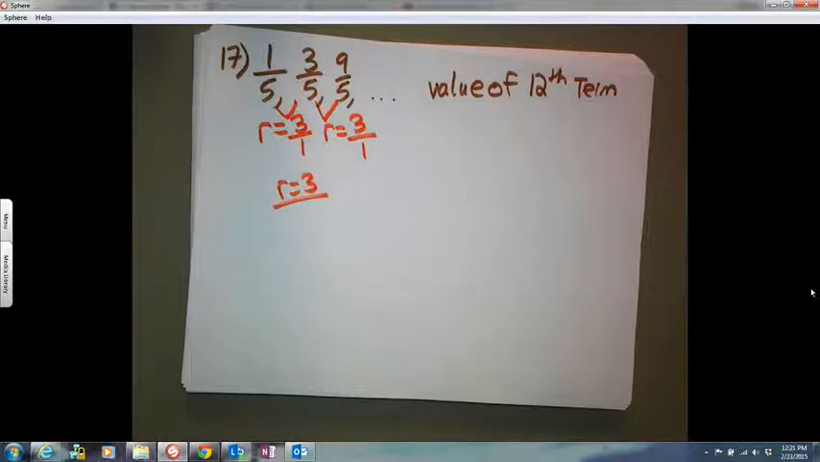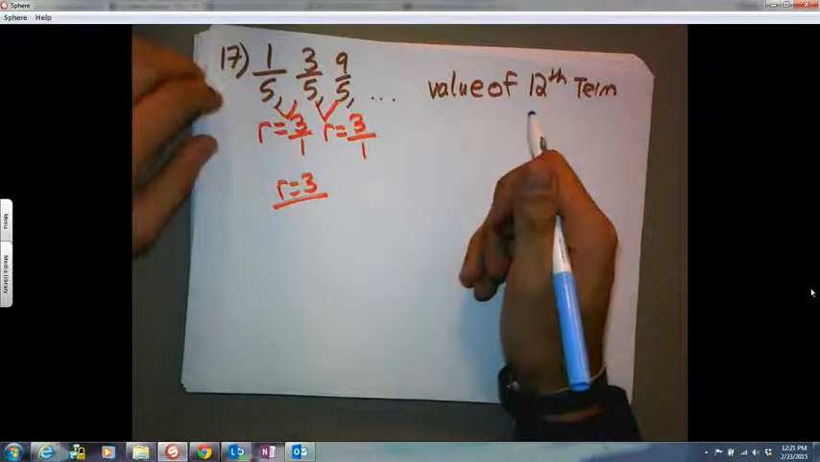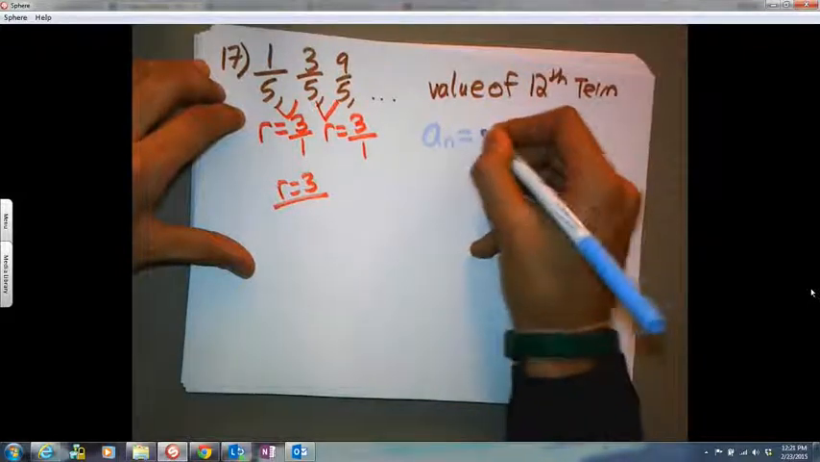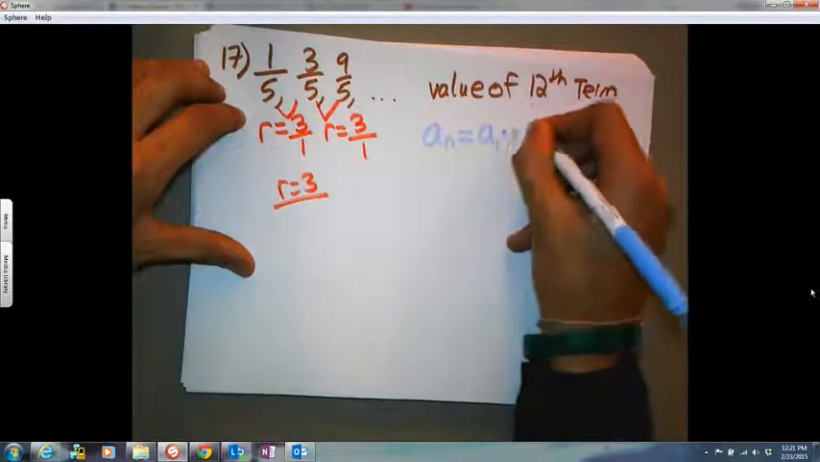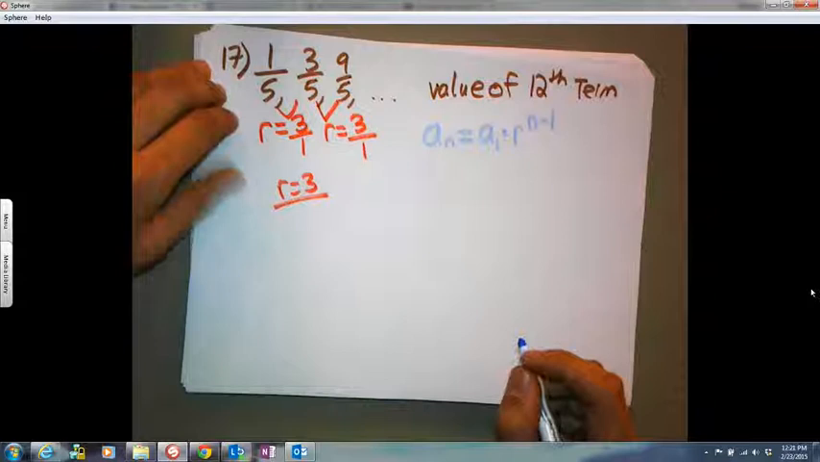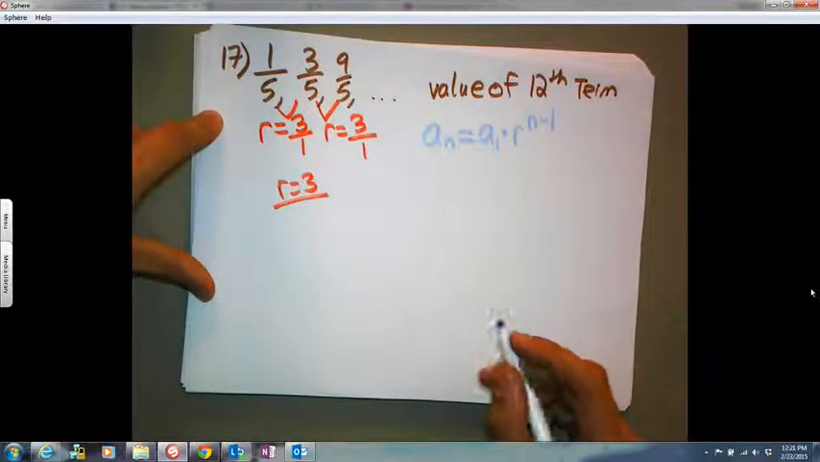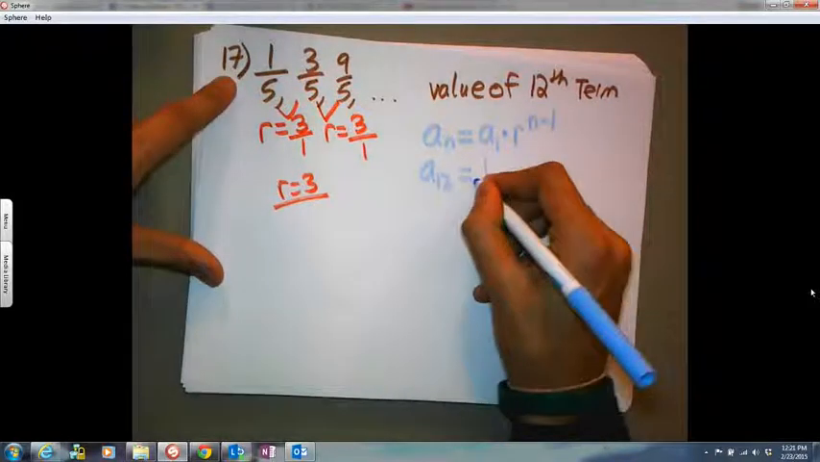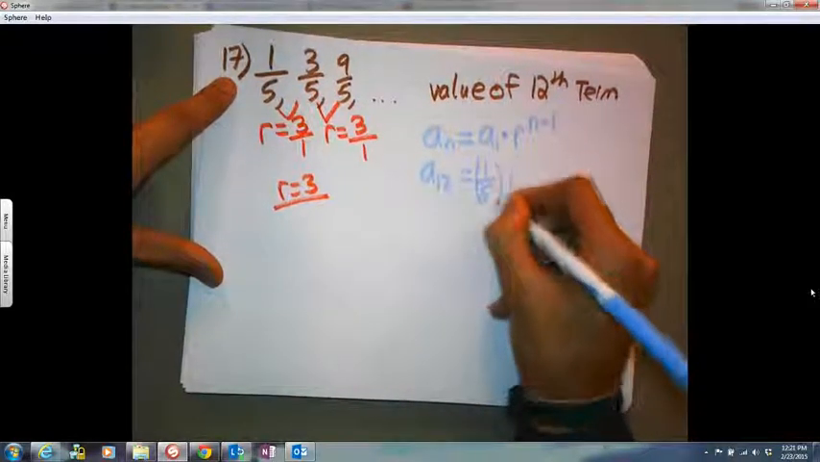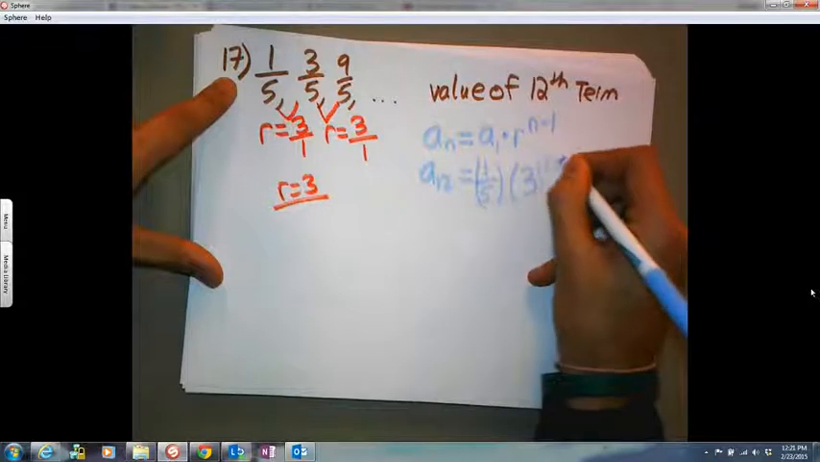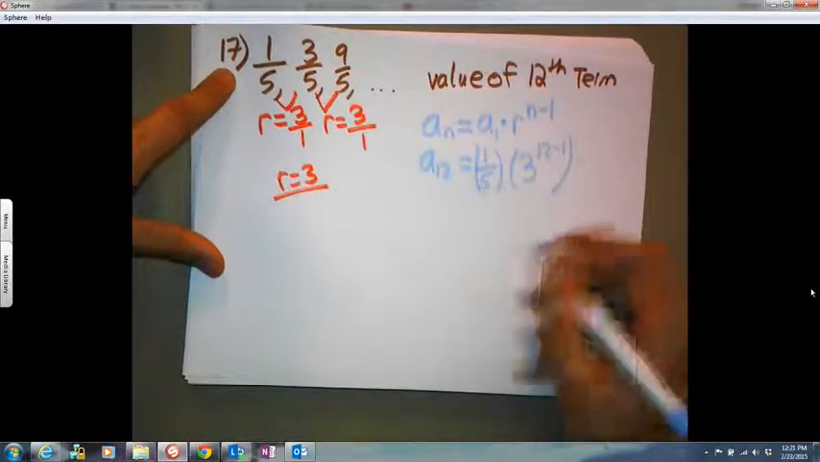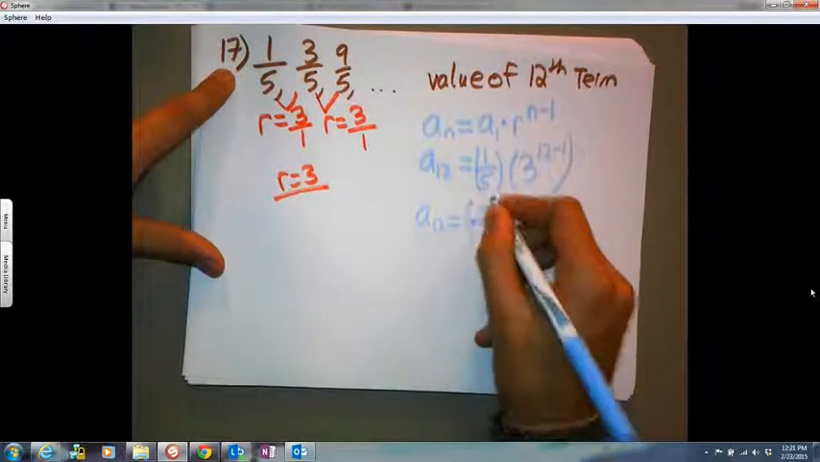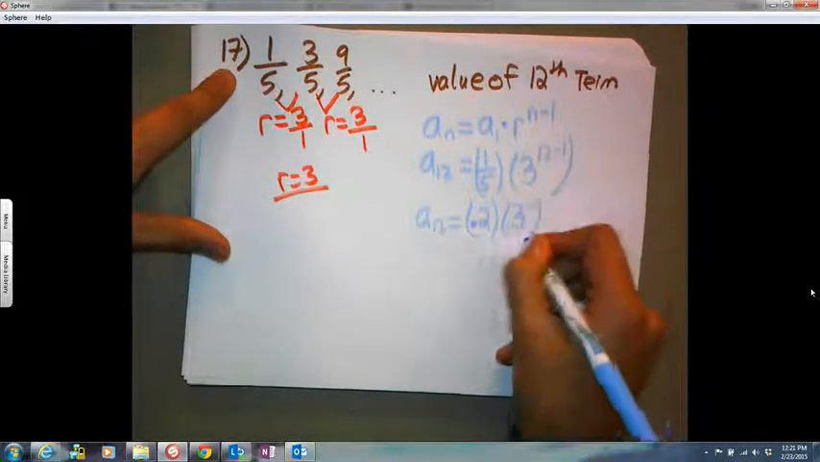So now we want to find the value of the 12th term. Because this is a geometric sequence, we know that any term is given by this. So let's solve it out. We want A12, which is A1, which is 1/5. So A12 equals 1/5, which is the same as 0.2, times 3 to the 11th power. I have no idea what this is.